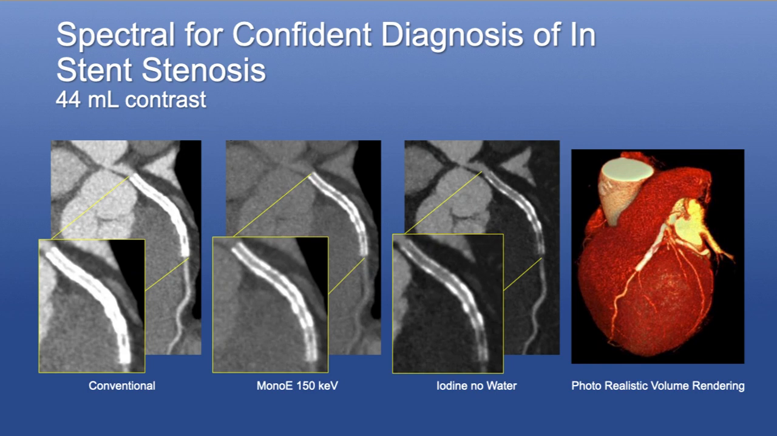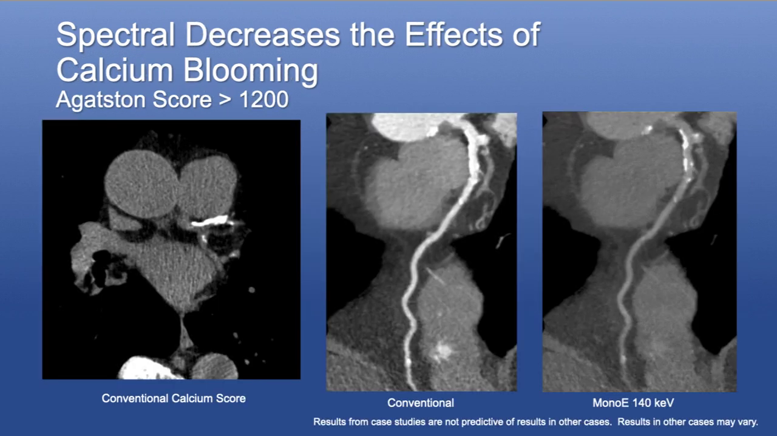And we can see here the conventional versus when we compare it to the mono-E at 150 or the iodine no water, that there is clearer visualization inside the stent. This is obviously still, I think, limited, and it still needs more research. And I think photon counting CT probably will help more here as we move in technology, but certainly we can have more options than when we compare it with just the conventional imaging.